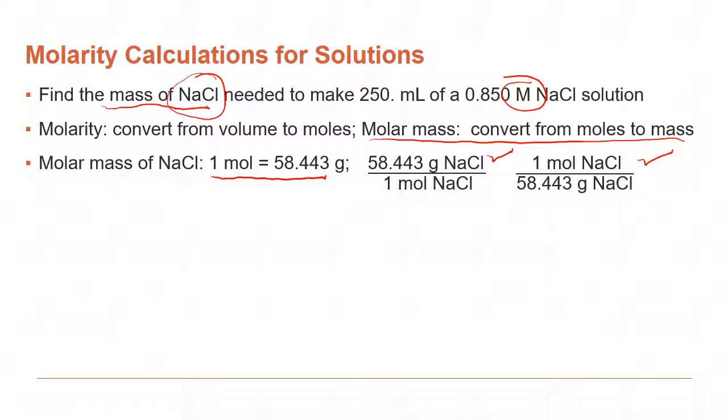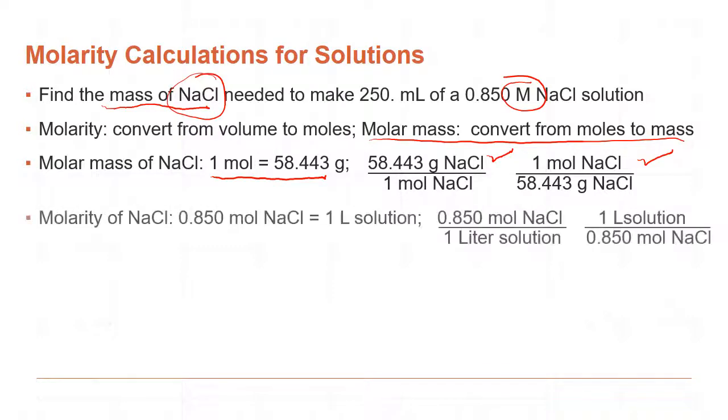Now for the solution, the 0.850 molar NaCl, what I know from the definition of molarity is that there's 0.850 moles of NaCl in each 1 liter of solution, so I can write that as an equality. From that, I can generate 2 conversion factors. I can put moles of NaCl over liters of solution, or liters of solution over moles of NaCl. And again, I can select the appropriate one when the time comes.